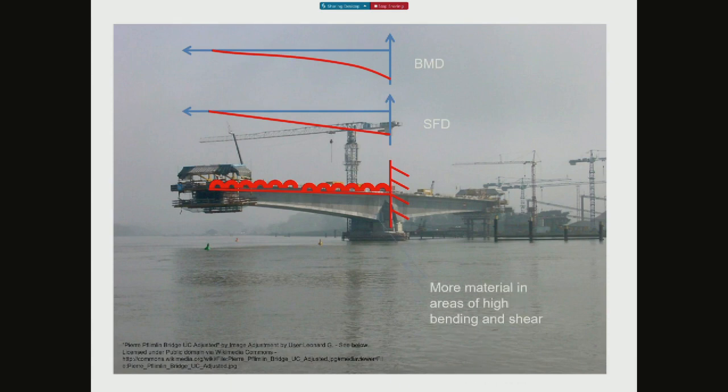So more material is required near the support in this case. As you could see, the bridge deck has got higher depth near the support and relatively lower depth as it goes towards the end. So stresses due to bending or shear are higher near the support. That's why you put more material in terms of thickness here. So you've got more material on this side as compared to that point over there.